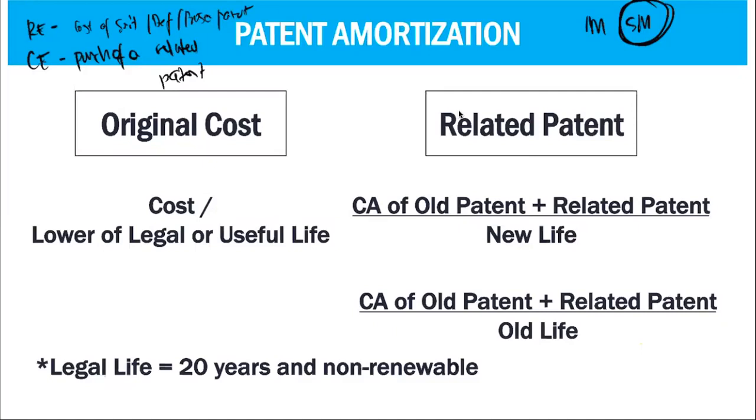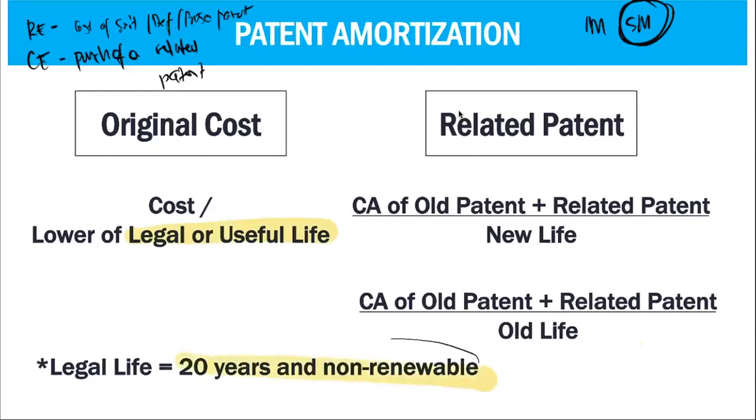We go now to your measurement. We're done with the initial measurement, so we go now to your subsequent measurement. How do we amortize your patent? To amortize your patent, if it is only your original cost, therefore no capital expenditure, it is only cost over the lower of legal or useful life. What is the legal life of a patent? 20 years and non-renewable.